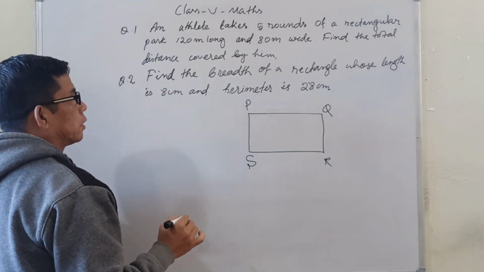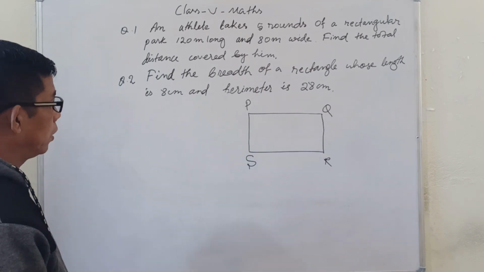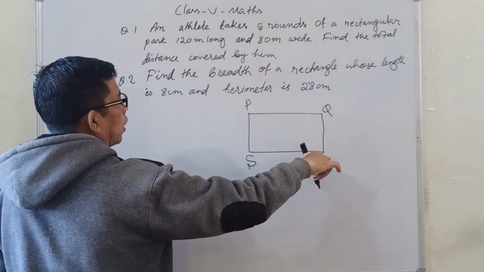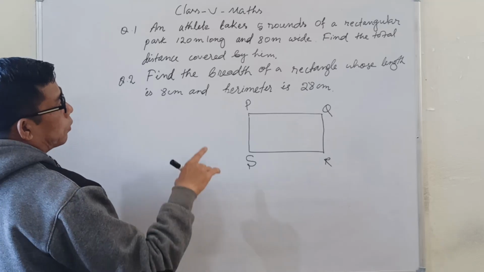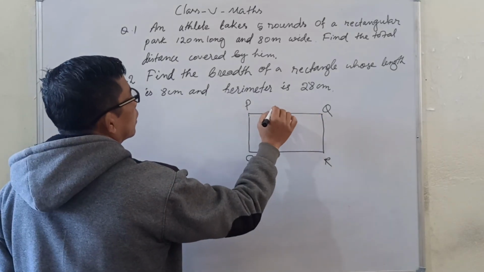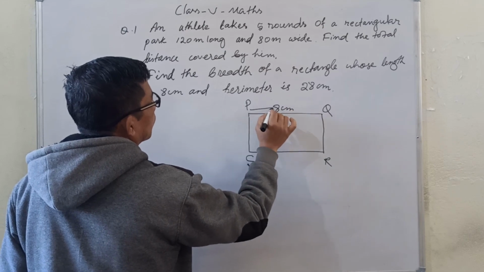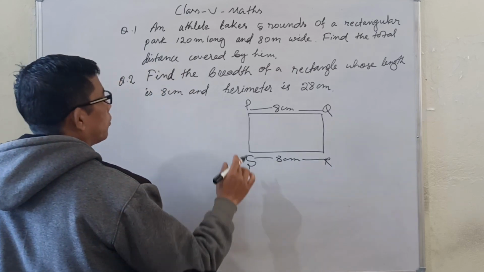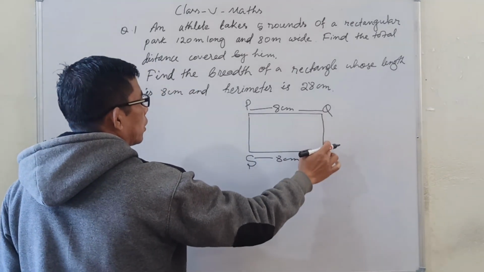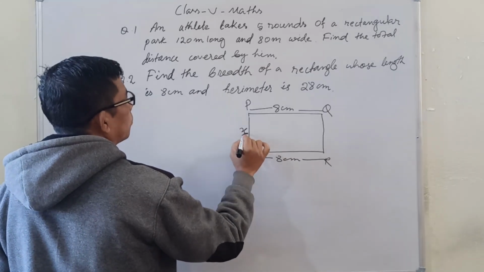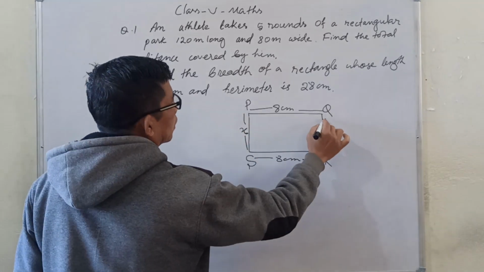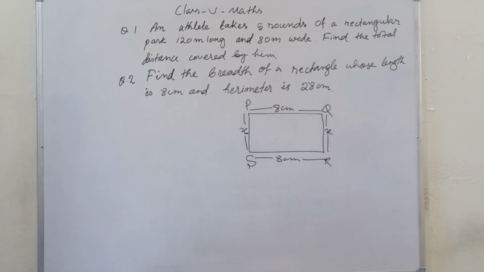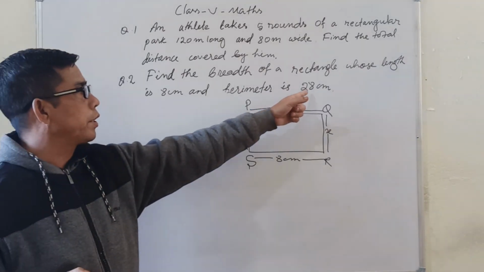Let PQRS be the rectangle whose length is PQ or SR. Breadth is QR or PS. And by the question, length is given to be 8 centimeter. PQ is given to be 8 centimeter, and this also is 8 centimeter. And we have to find PS or QR. So we can take this one to be X. X be the breadth of the rectangle. And perimeter is given to be 28.